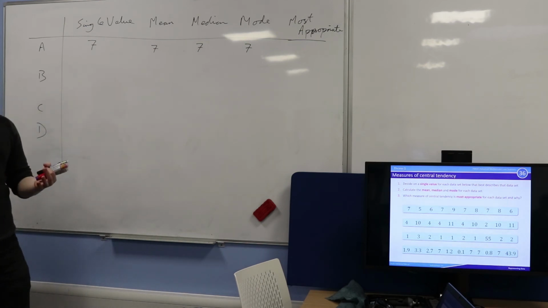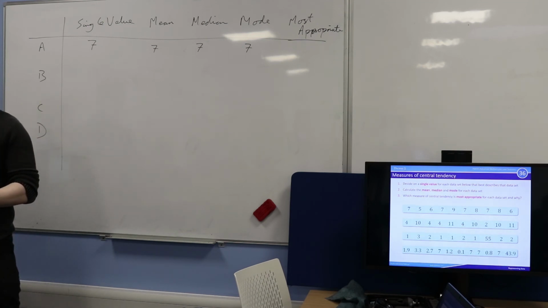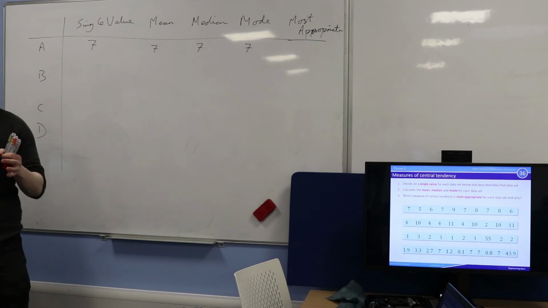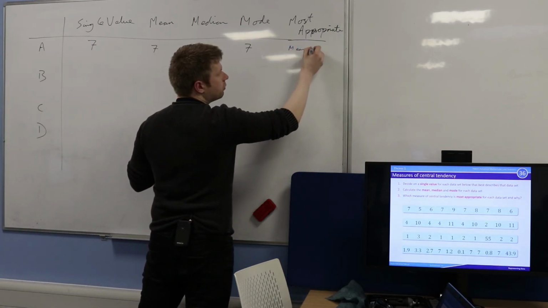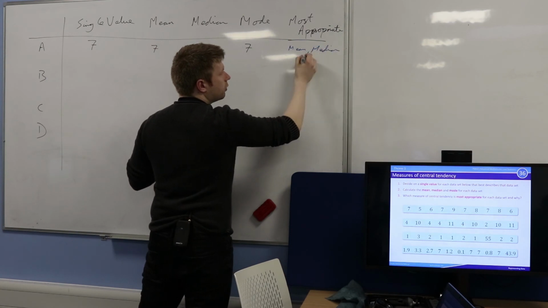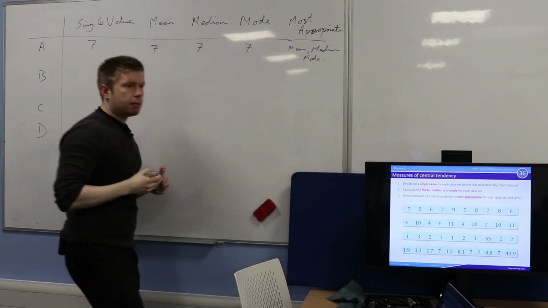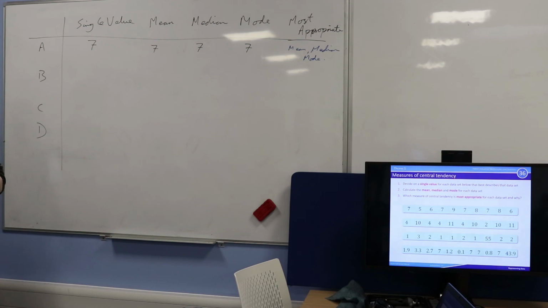Okay? So in this case, does it matter which measure of central tendency we use? No, not in this case. Not in this case, okay? So I will just say any of mean, median, or mode. So in this case, it doesn't matter, okay? Let's do the same for data set B, okay?